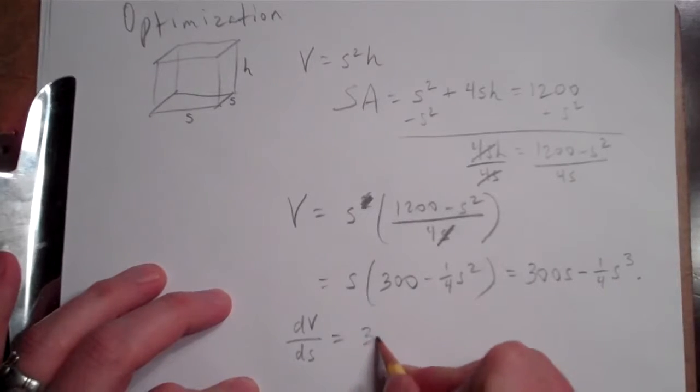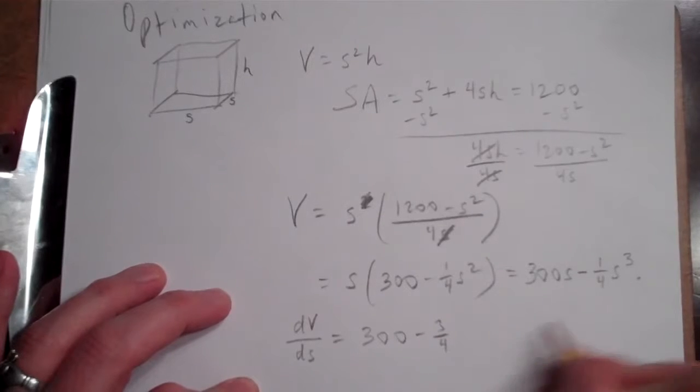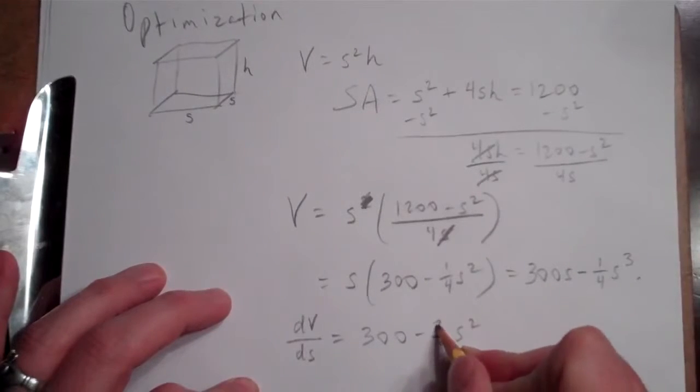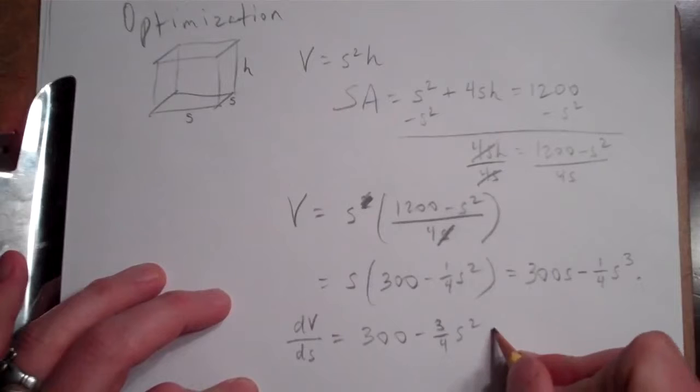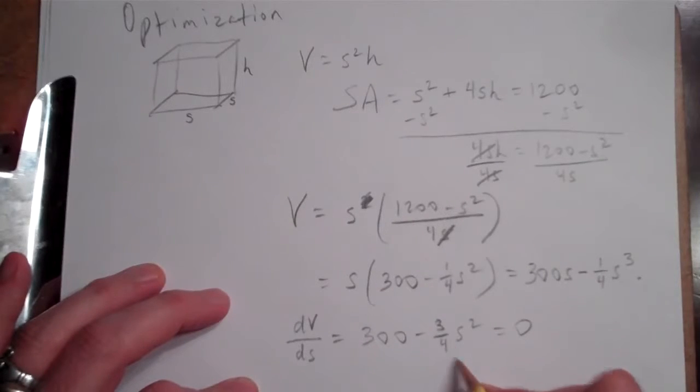Now this will be 300. This 1/4 times 3 is 3/4. This drops a degree to s squared. And now we can set this equal to 0. Hopefully you see this isn't too hard to solve. I can move this over to the right-hand side. 300 equals 3/4 s squared.